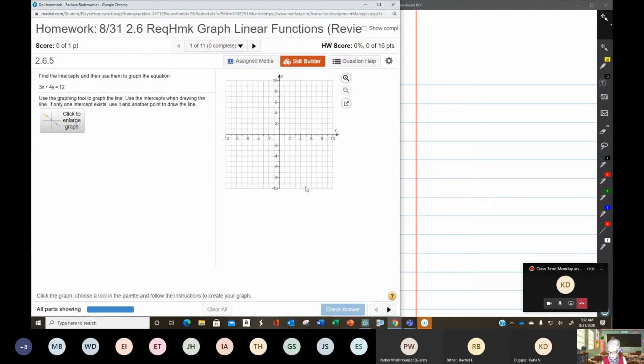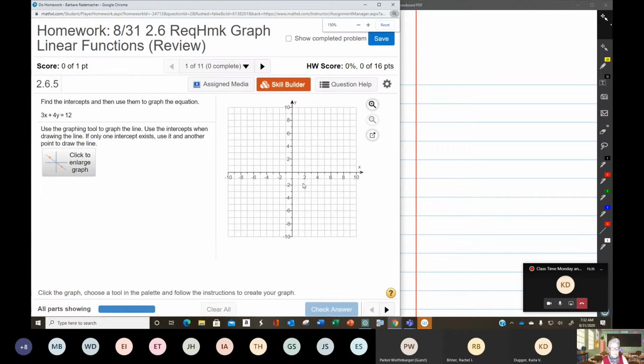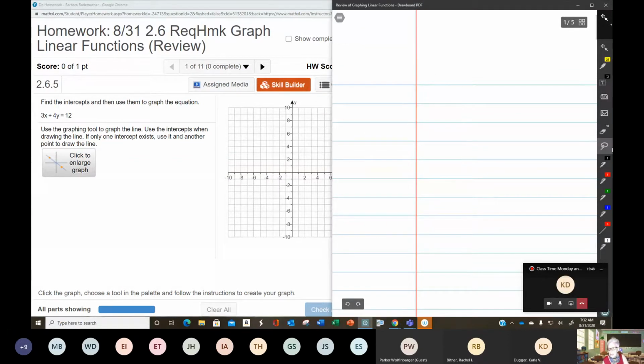Okay, I'll make this a bit bigger, maybe that'll be okay. What I see here is 3x plus 4y equals 12, so I'm going to write that larger here if I click on the black pen. 3x plus 4y equals 12. This is a linear function in standard form.